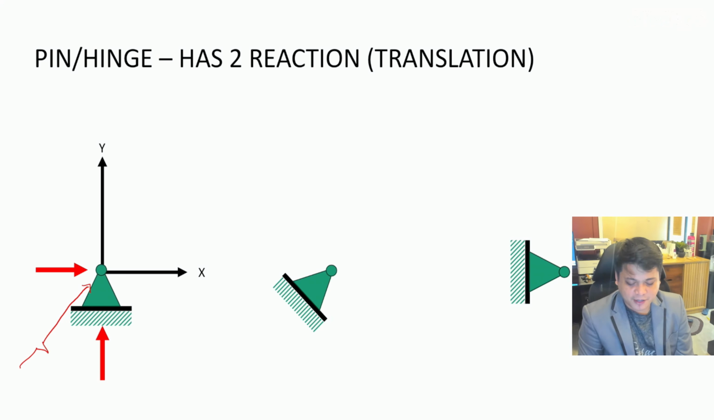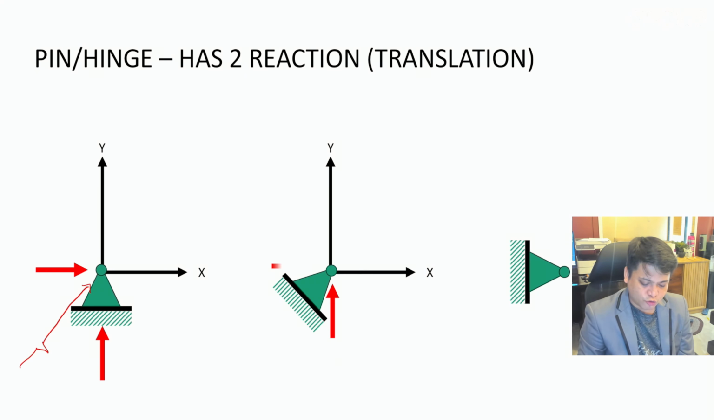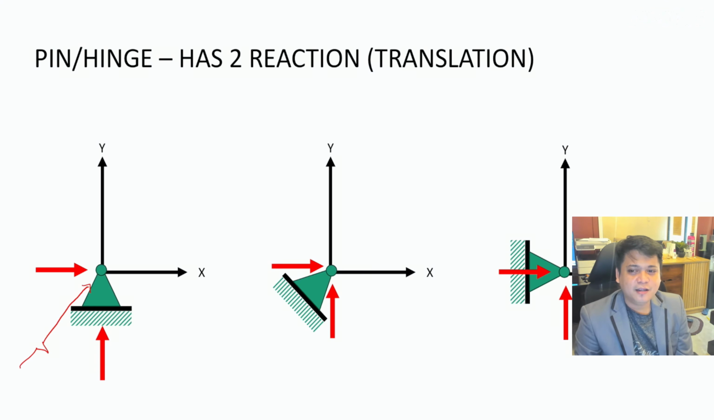What are perfect examples of it? Okay, later on, we will show that. So, in a pin or hinge, whether you have a slanted, a perfectly vertical, or a perfectly horizontal one, we can assume that their reactions are always parallel to the x and then to the y-axis. No matter what the orientation would be. So, in a pin or hinge, we have two reactions: one parallel to x and one parallel to y.